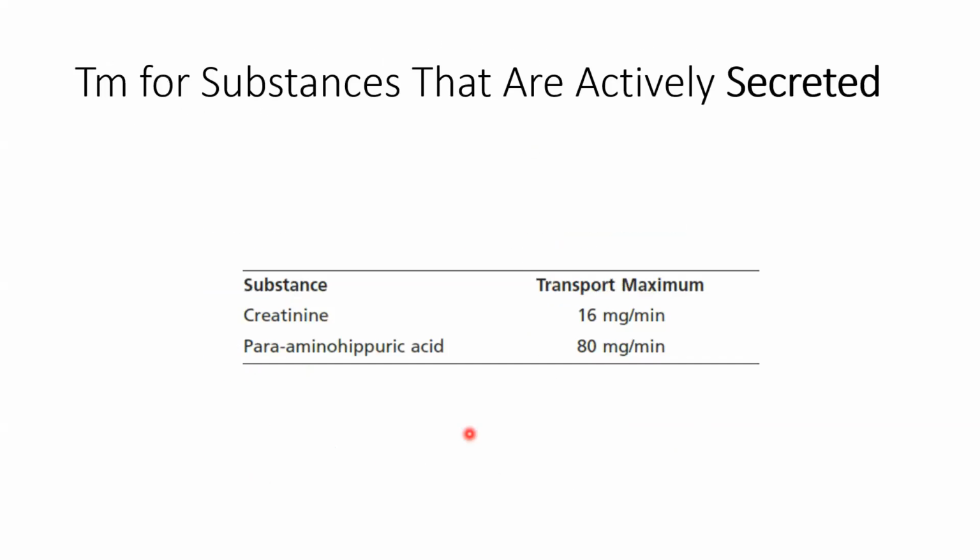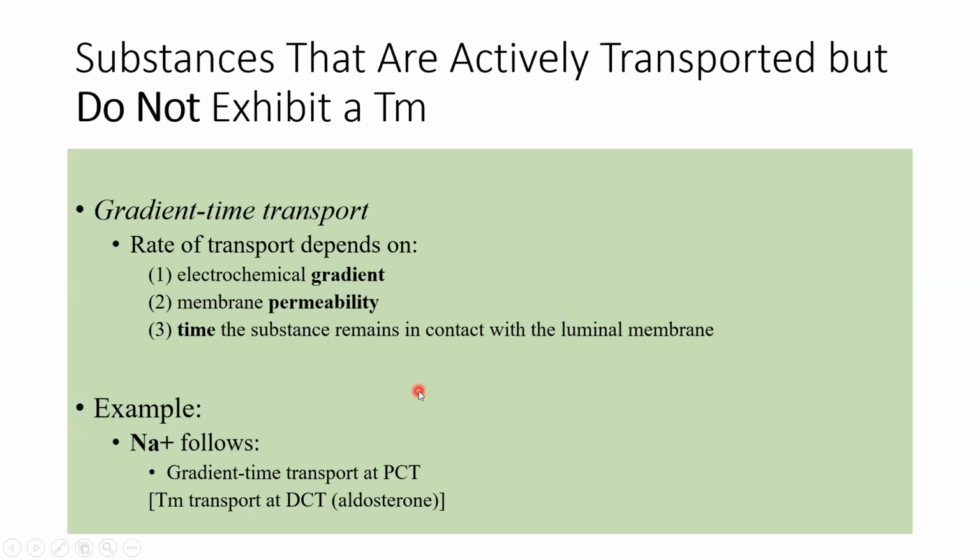Right. Then there are TMs. It's not just reabsorption. TM is also applied for all actively secreted substances. Creatinine, if you remember, we used it for GFR estimation, and PAH, we used it for renal plasma flow estimation. These have transport maximums, but for secretion. So, a minor point. This is very interesting.